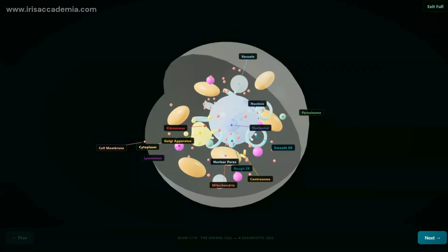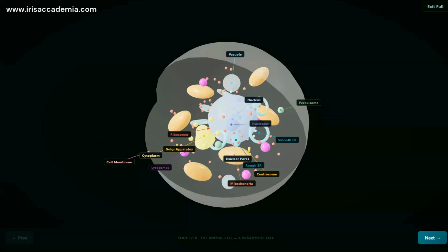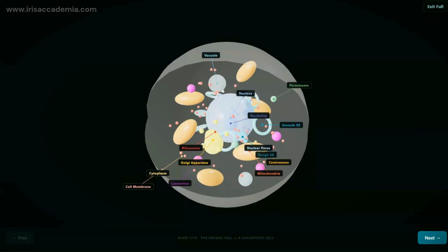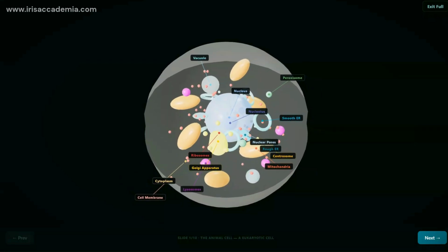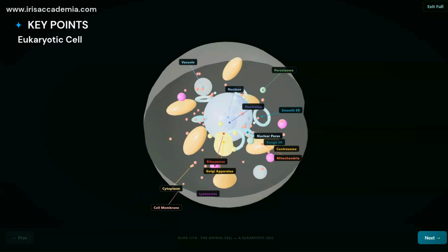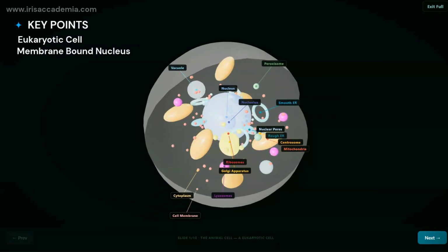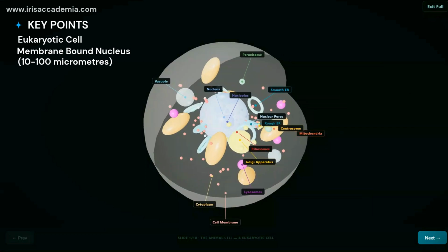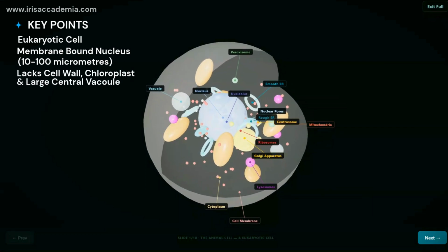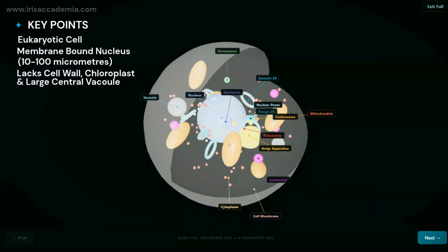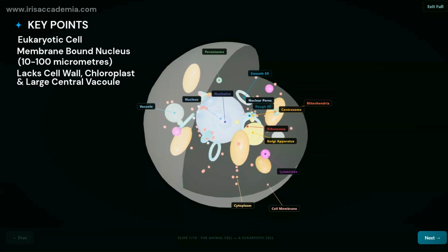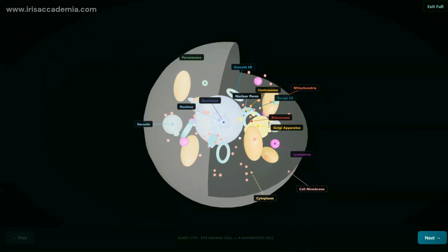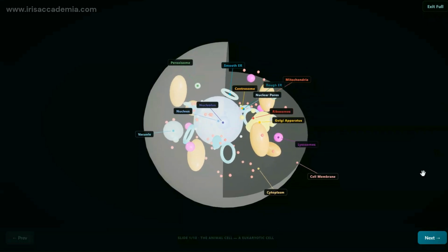Every living organism is made of cells. This forms the basis of the cell theory, which states that cells are the basic unit of life and arise from pre-existing cells. The animal cell is a eukaryotic cell with a true membrane-bound nucleus, typically ranging from 10 to 100 micrometers in size. Unlike plant cells, it lacks a cell wall, chloroplast, and a large central vacuole. Instead, it contains centrioles, lysosomes, and has the ability to change shape, making it a dynamic unit of life.